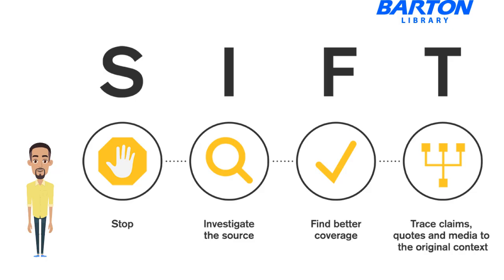The SIFT method was developed by digital literacy expert Mike Caulfield. The method, also called the 4 moves, is based on techniques used by professional fact-checkers and is particularly useful for analyzing news, social media, and other online media. Each step in SIFT helps you make informed decisions before sharing or using information. Disclaimer: this video was made by adapting from Caulfield's materials with a CC BY 4.0 license.